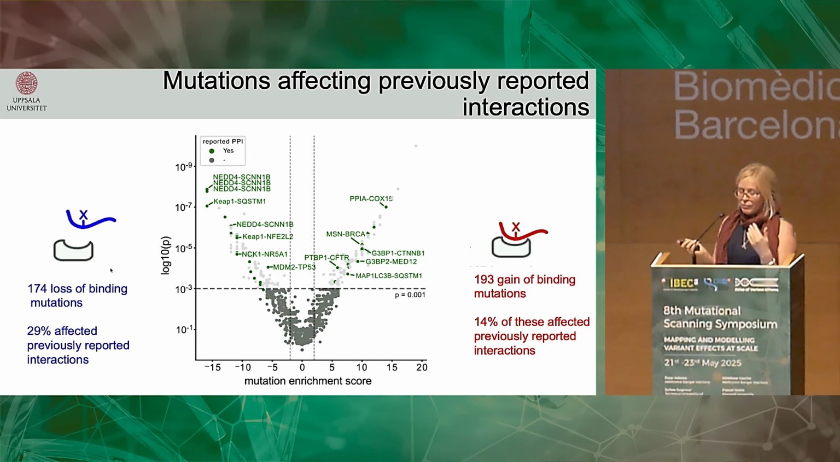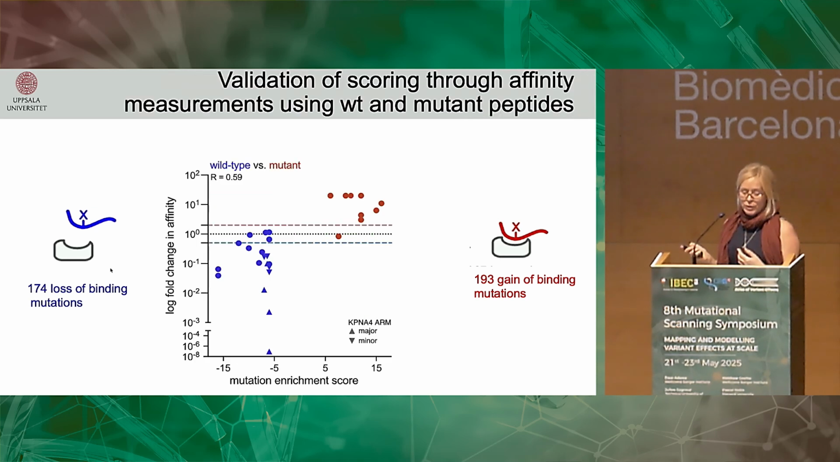Now, this is still just a phage-based scoring system, so what we did was actually, we as in Johanna, she went and measured a lot of affinities, both of the wild type and the disease-associated mutant peptides, and we could see that while there was not a perfect correlation, it was good enough. So we can clearly link the effect of the mutations to the effect on binding by phage display.